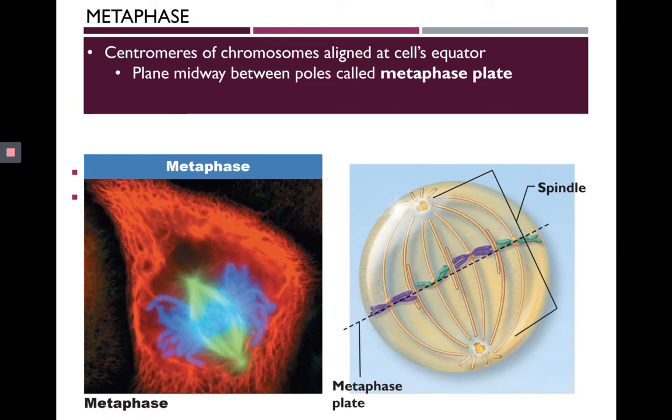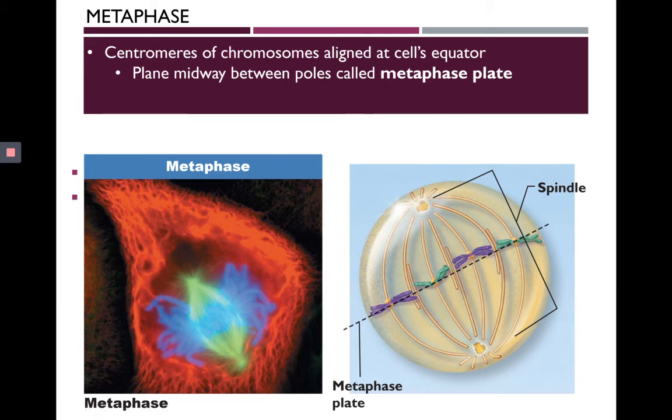During metaphase, all of the chromosomes line up on the middle. So it's important to know what's lining up in the middle, and it's the chromosomes. So the chromosomes line up in the middle, they're attached to the spindle fibers, and your centrosomes with their centrioles are still on opposite poles.